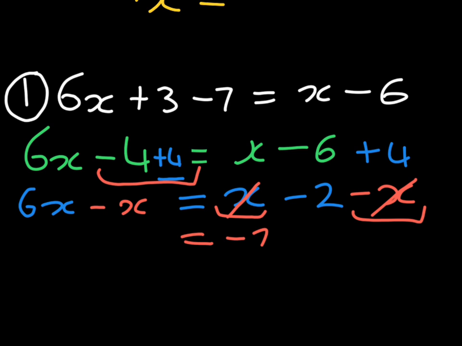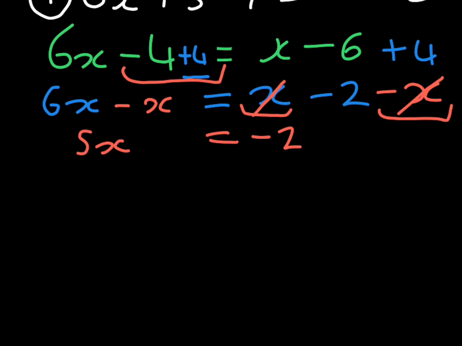left with minus 2. And on the left-hand side, if we have 6x minus x, it's the same as saying, if I have 6 apples and I minus 1 apple, how many apples am I going to be left with? I'm going to be left with 5 apples. All right, so now we have got that 5x equals negative 2.